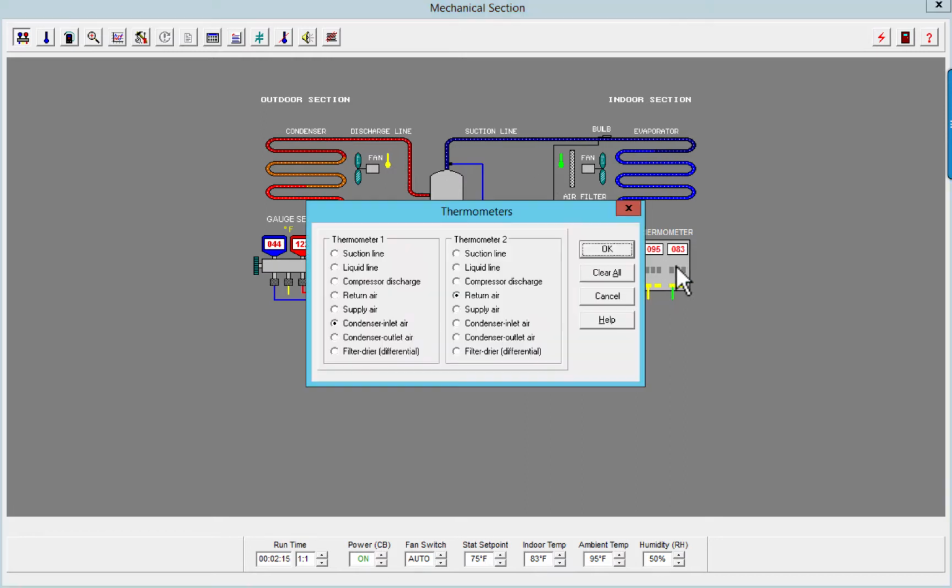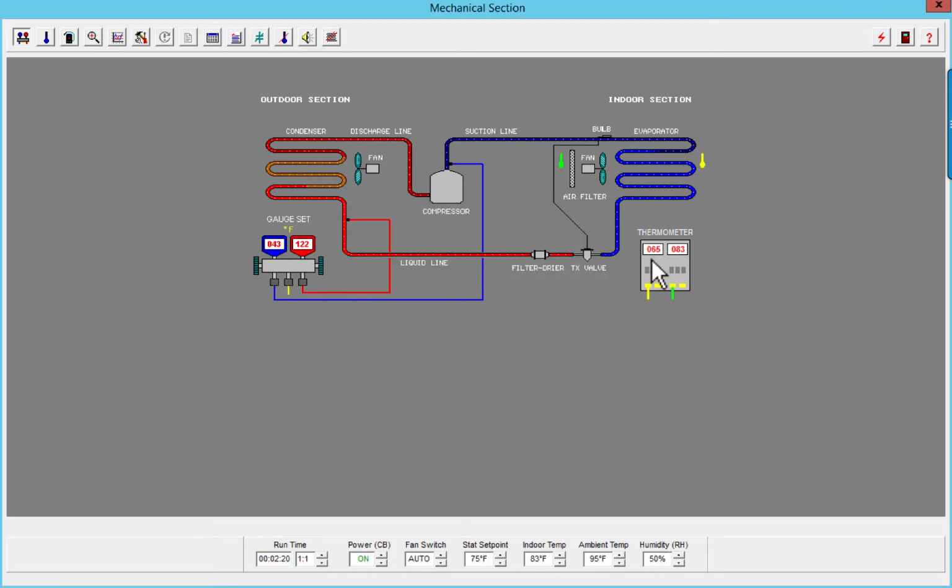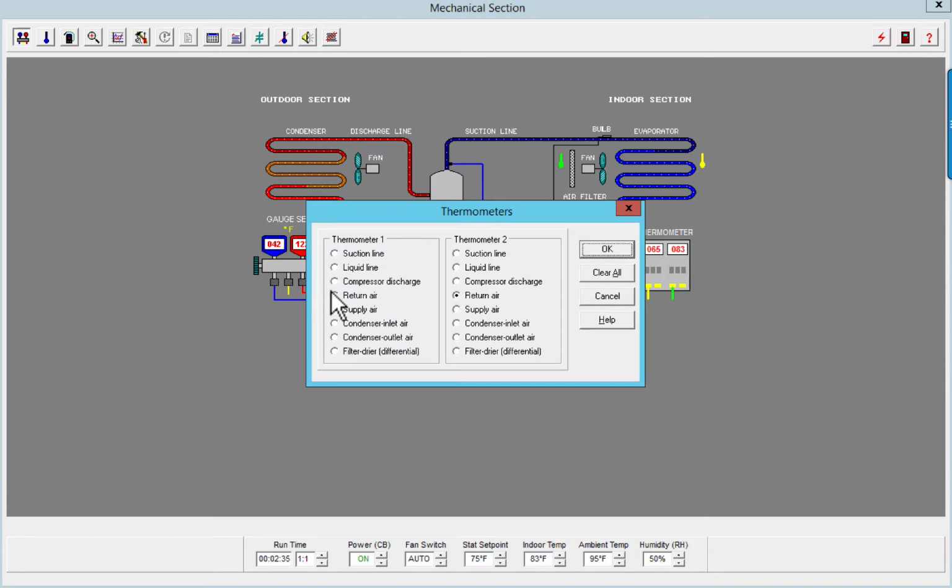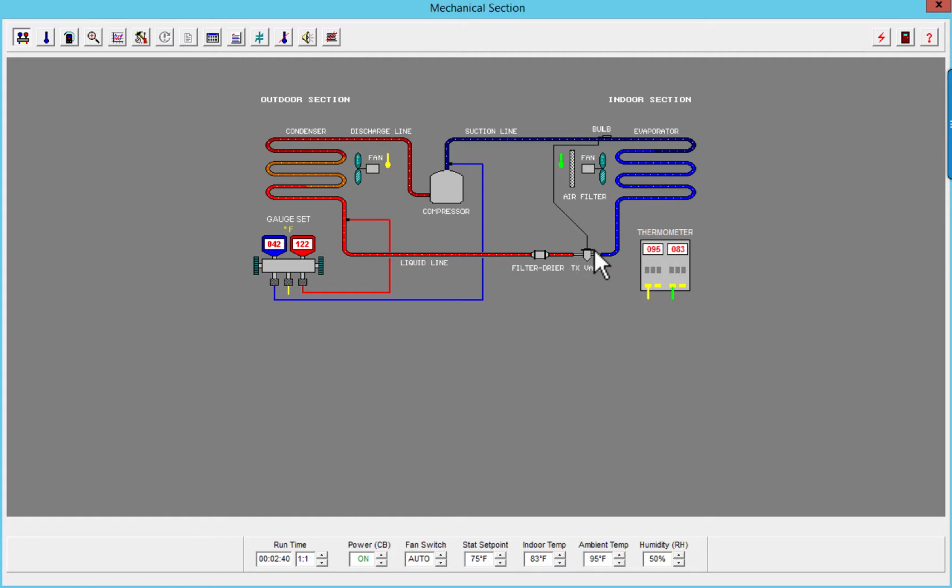So if my supply air, let's make this easy, between 65 and 83, I have about let's say an 18-degree temperature split, which isn't bad. I'd like to be 15 to 20. I'm fine there. Now, let's move one of my temperature probes back to my condenser inlet air, otherwise known as ambient air, because this is really important. So the yellow probe is now on my ambient air, which is outside. We have 95 degrees.